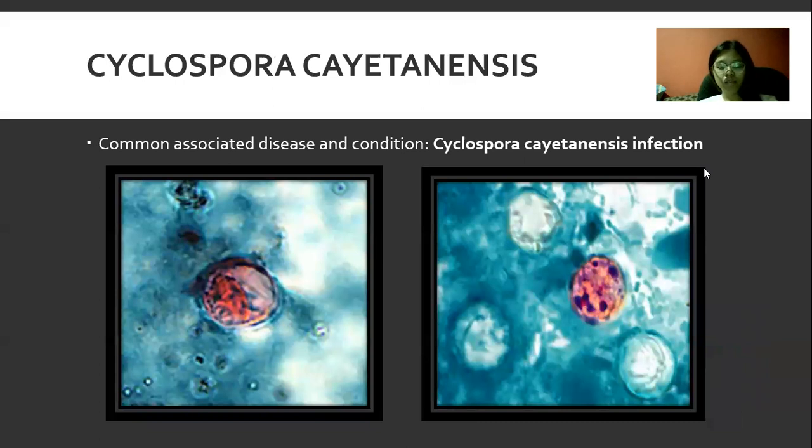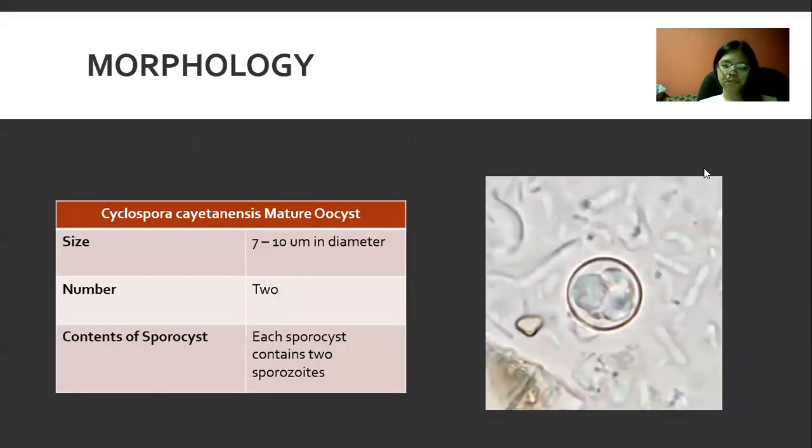Next, we have Cyclospora cayetanensis. The common associated disease and condition is known as Cyclospora cayetanensis infection. Morphology: the Cyclospora cayetanensis mature oocyst is usually 7 to 10 microns in diameter. It has two sporocysts, and each sporocyst contains two sporozoites.